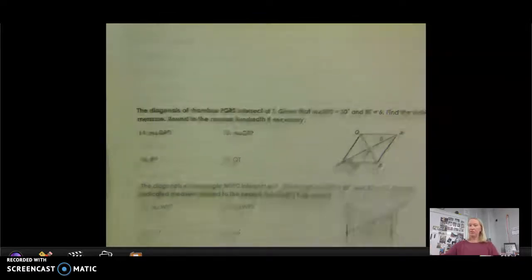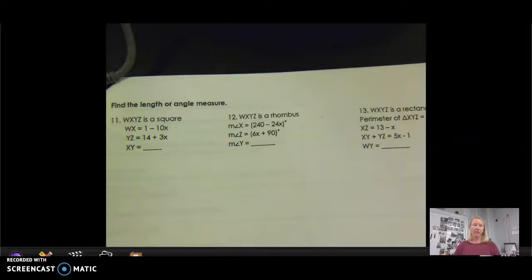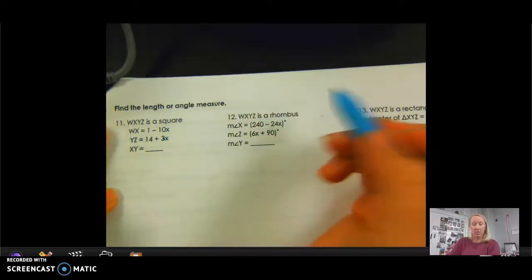Okay. This one does have 3 pages. So go to the last back page. Find the length or angle measure. So this is a square. They're saying that these two are sides of a square. Well, sides of a square are always equal.